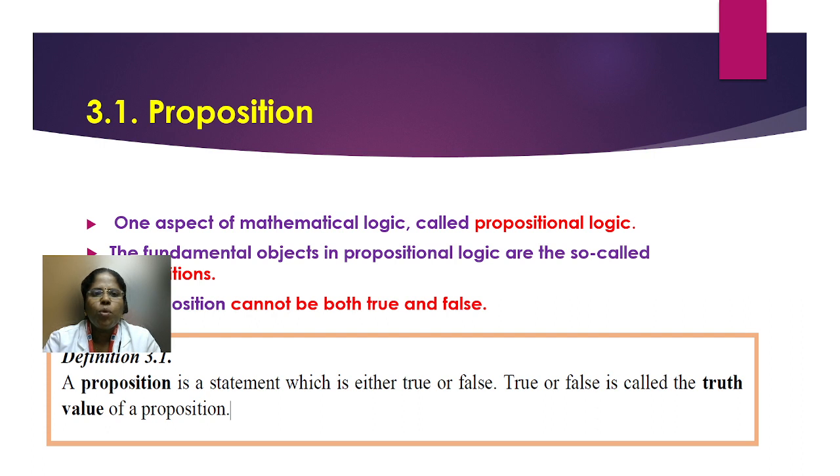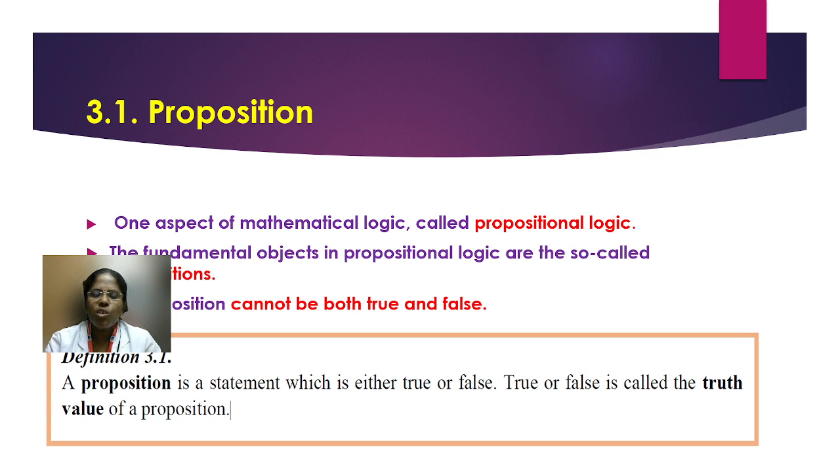So what is meant by proposition? One aspect of mathematical logic is called propositional logic. Another type of logic is not in our syllabus, so I will concentrate only on propositional logic. The fundamental objects in propositional logic are so-called propositions. Propositions cannot be both true and false. It may be either true or false.